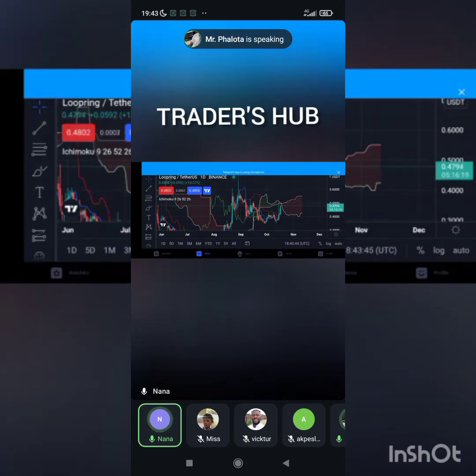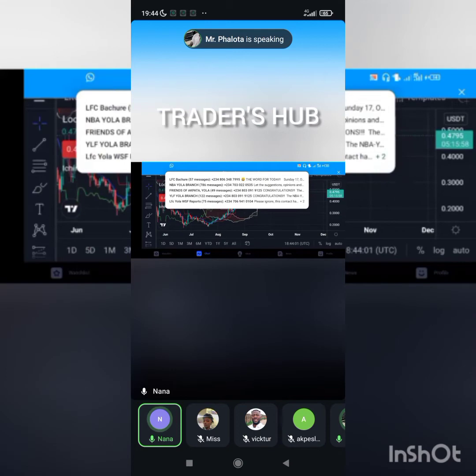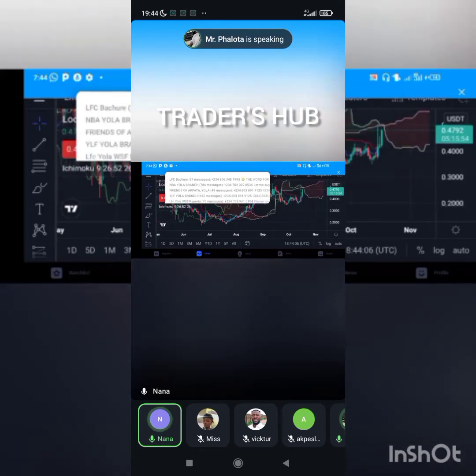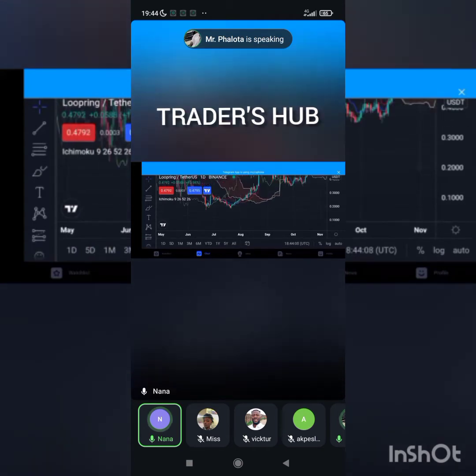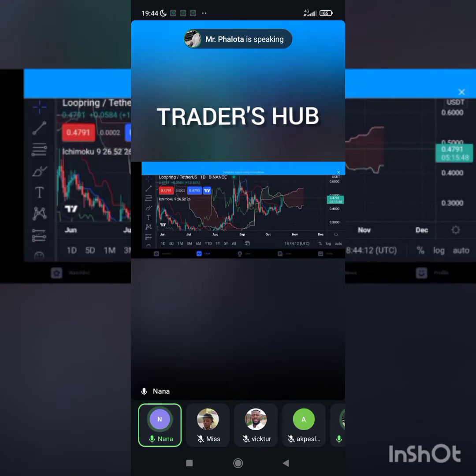Now on my screen, you can see that it looks like a very scattered pattern that you cannot even make any sense of. So I'll just quickly close the candlestick, so that I can explain the pattern of the Ichimoku cloud properly.